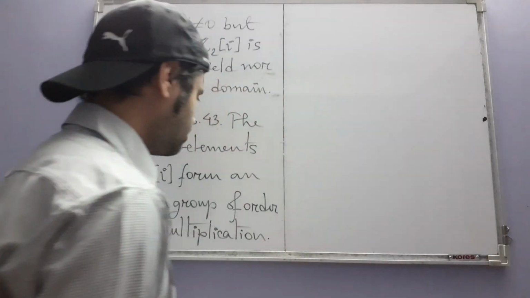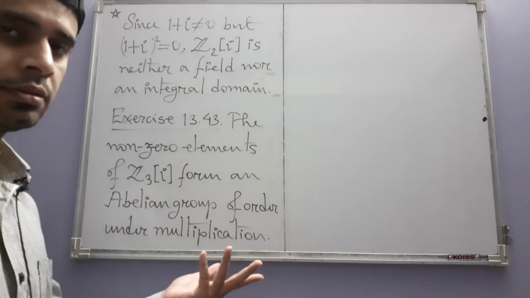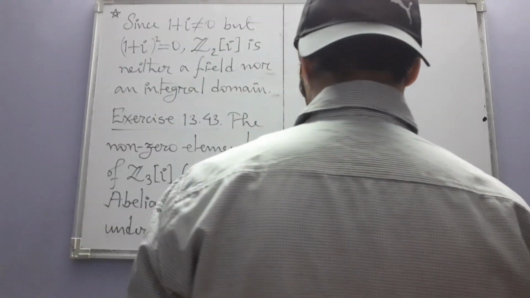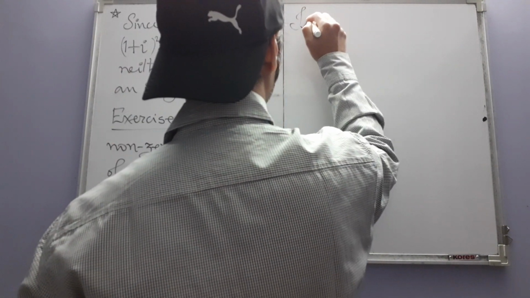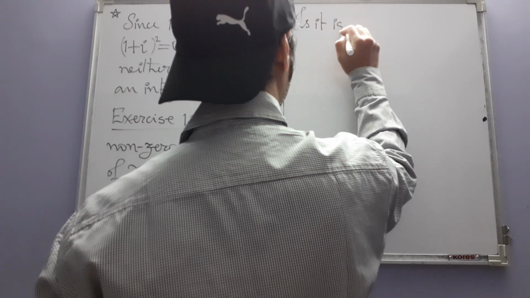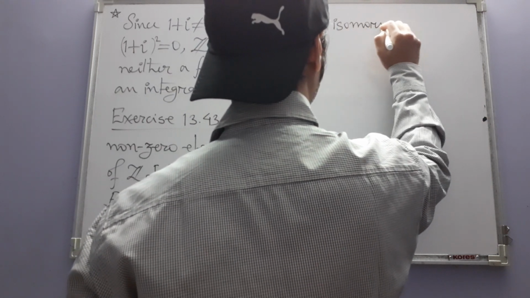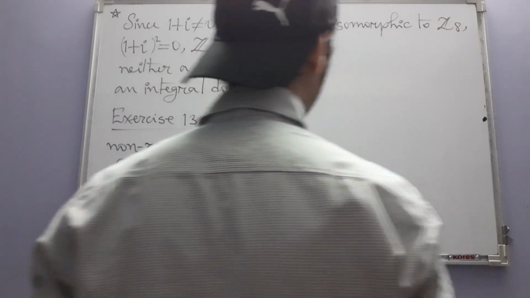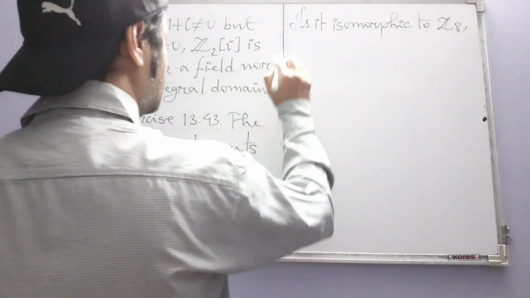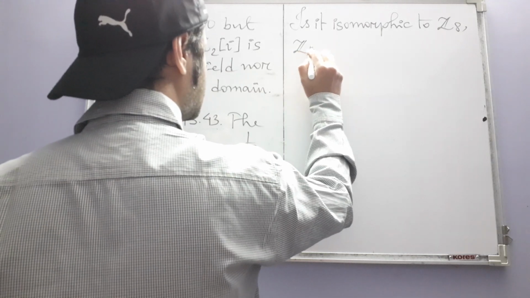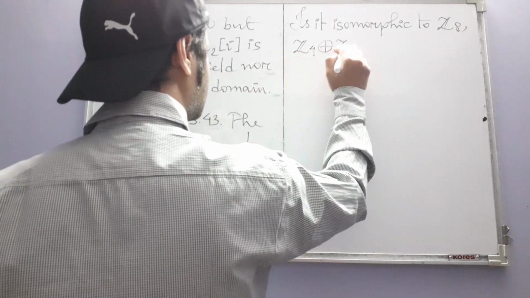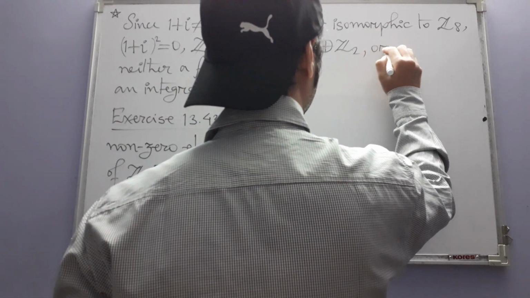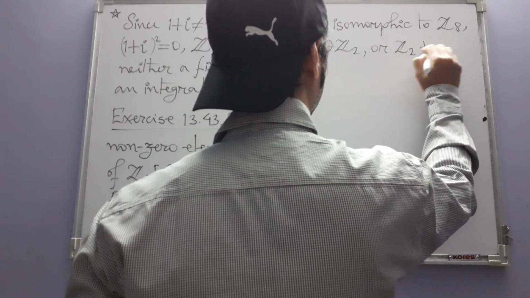We need to figure out whether this group of order 8, an abelian group, is going to be isomorphic to Z8, or to the direct sum of Z4 and Z2, or to the direct sum of 3 copies of Z2?